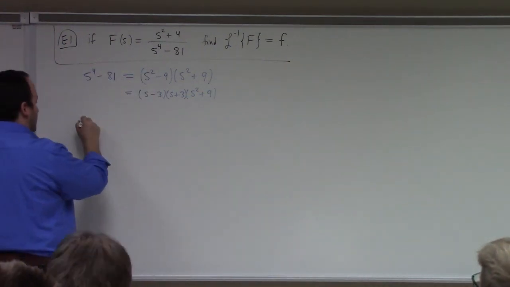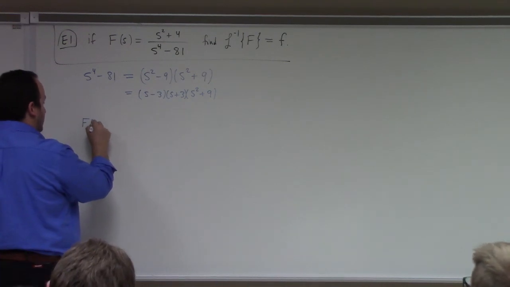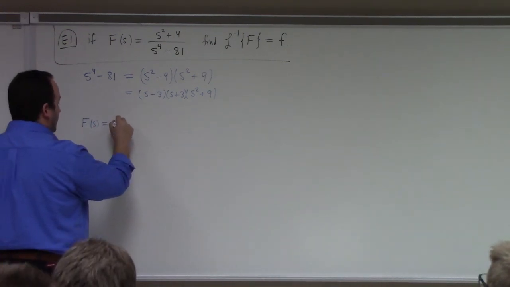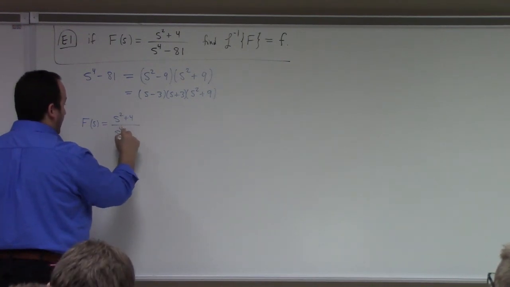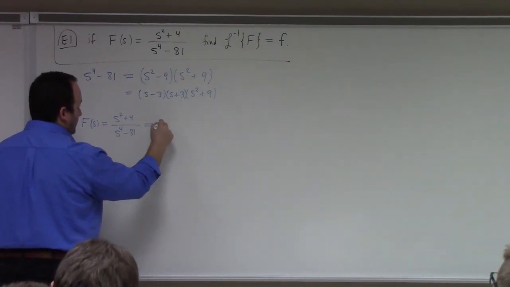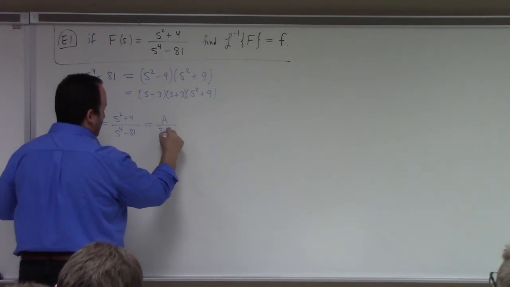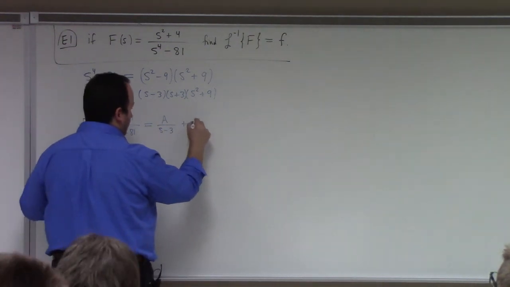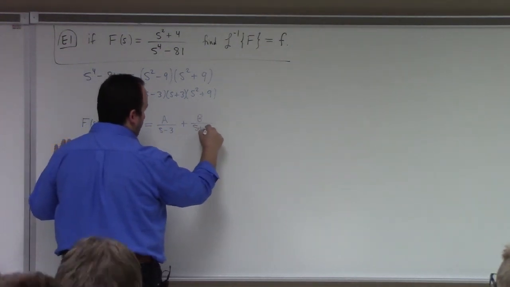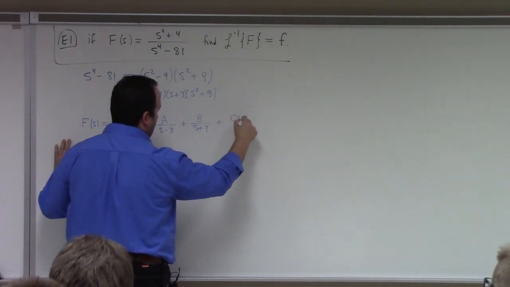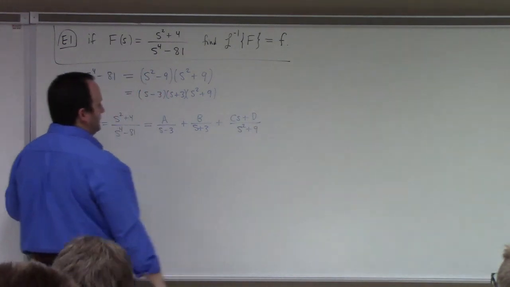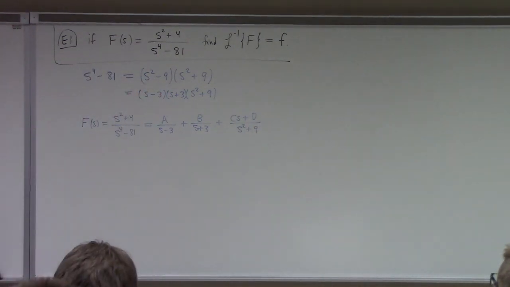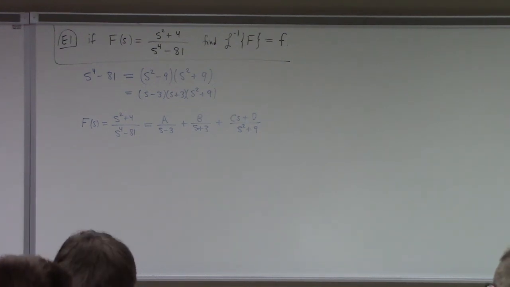And so that tells me I should do this. F of s equals (s squared plus 4) over (s to the 4th minus 81) equals A over (s minus 3) plus B over (s plus 3) plus (Cs plus D) over (s squared plus 9). I've got to find this A, B, C, D. This is just like calculus 2 when we do partial fractions, same algebra.